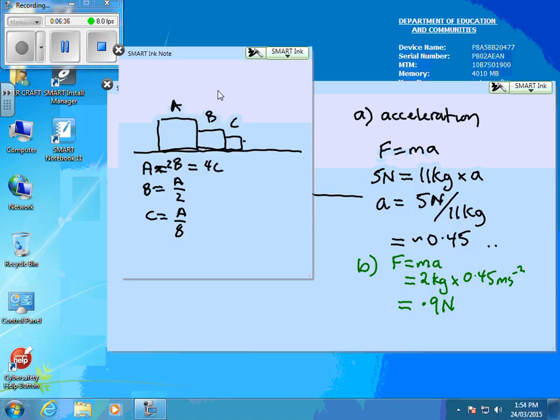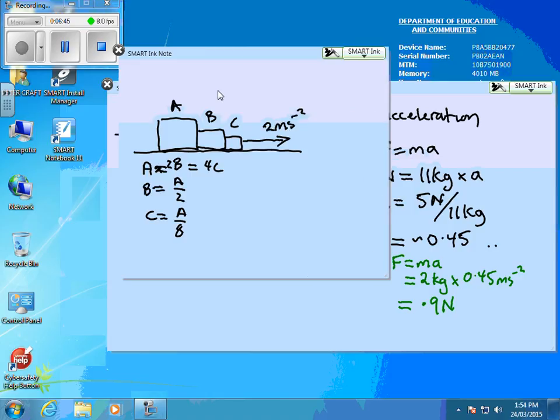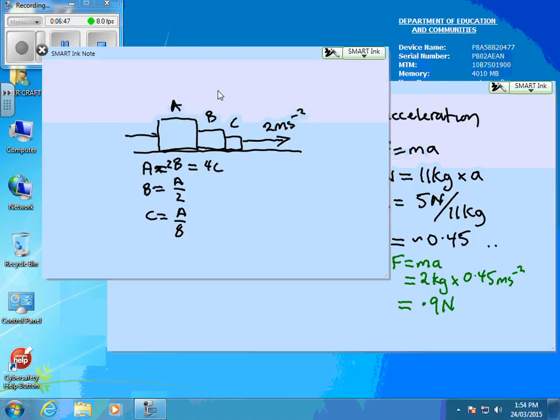And what I can say is they are all accelerating at 2 meters per second squared, because there is a force being applied. No, that's you, Riley. So Riley's applying a force to it.